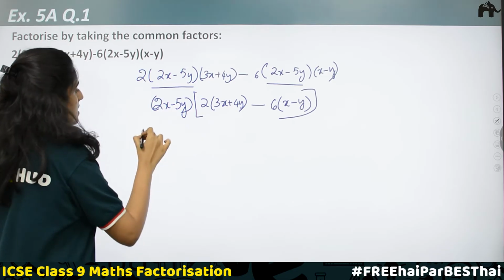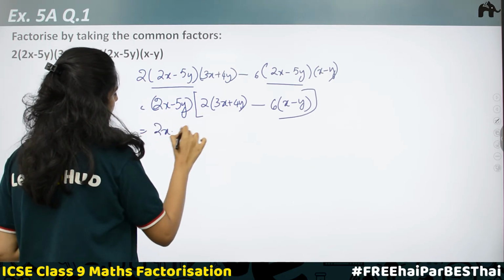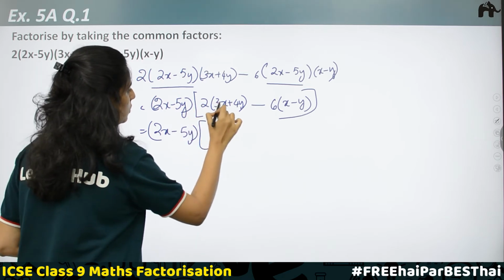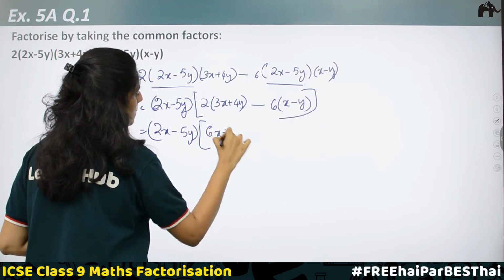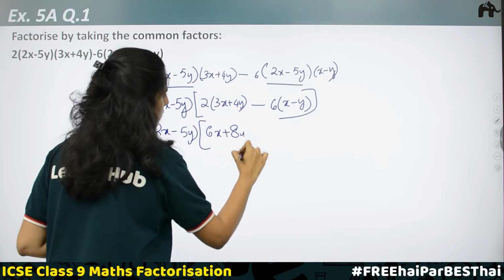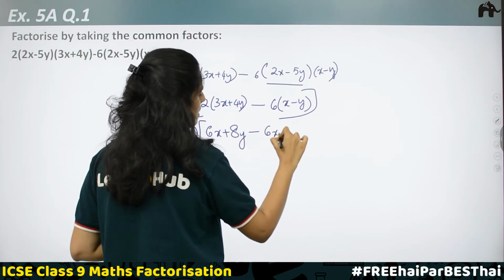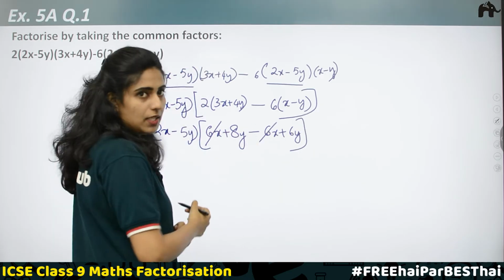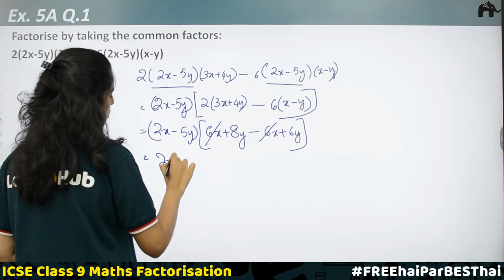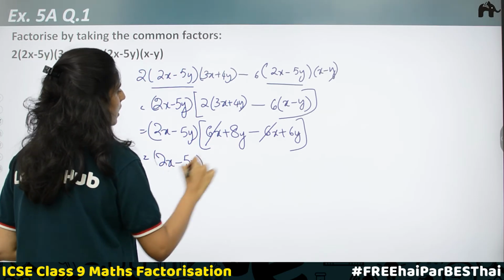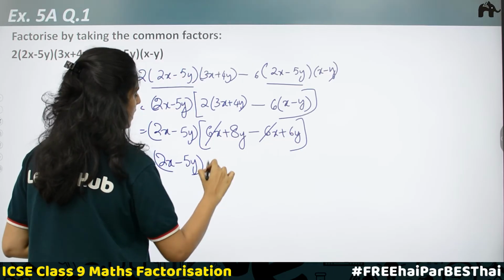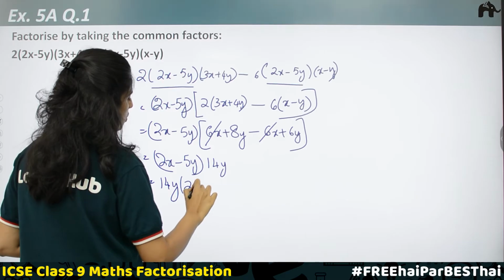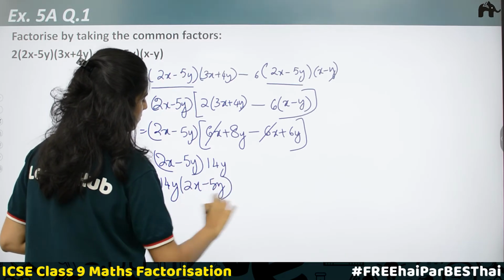Okay, that is equal to 2x minus 5y into, removing the brackets and multiplying, 2 into 3x, that is 6x, plus 2 into 4y, 8y, minus 6x plus 6y. So here 6x minus 6x can be cancelled. Then you will have 2x minus 5y into 8y plus 6y, that is 14y, which is 14y into 2x minus 5y. Okay.